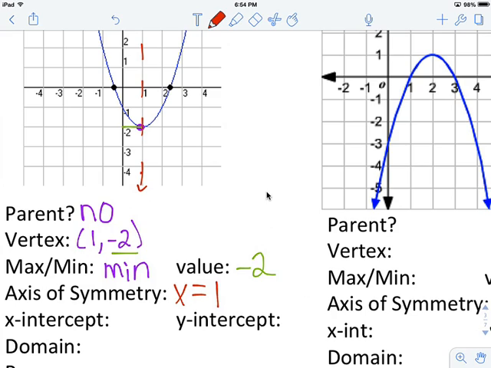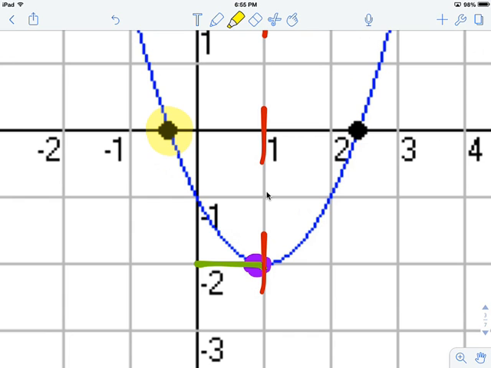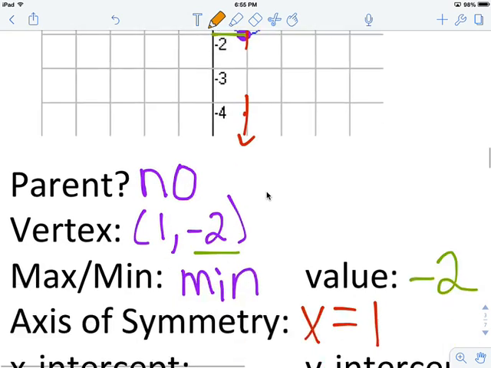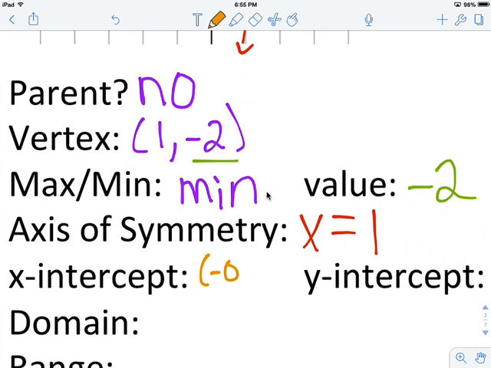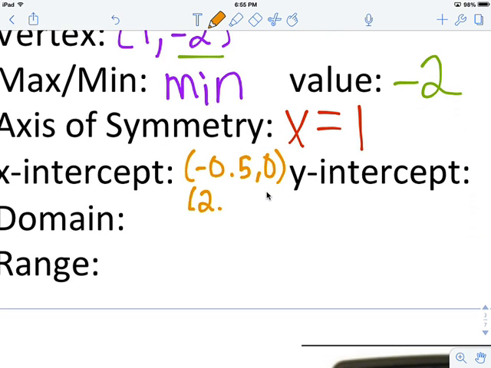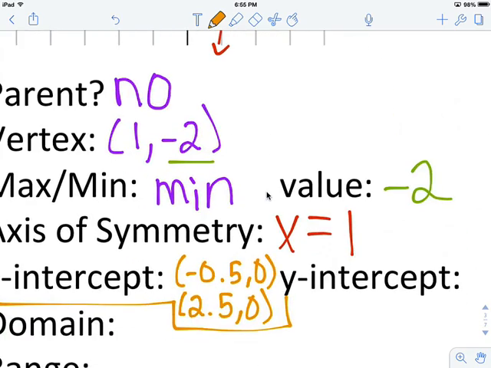X-intercept means where it's crossing the x-axis. So if you look here, we have two x-intercepts. We have one here and one here. We're just going to estimate those for today. So the first one is at about negative 0.50. The second one is at about 2.50. Remember, we talked about x-intercepts last semester. That is where they're crossing the x-axis, and that is always when y is 0.